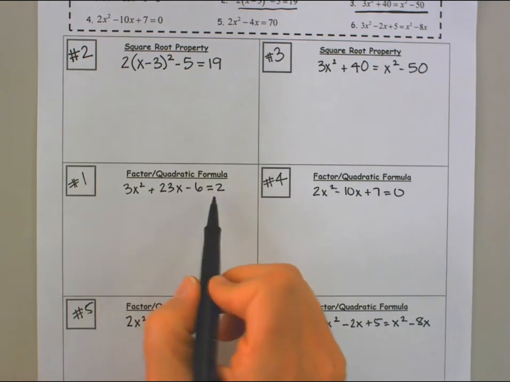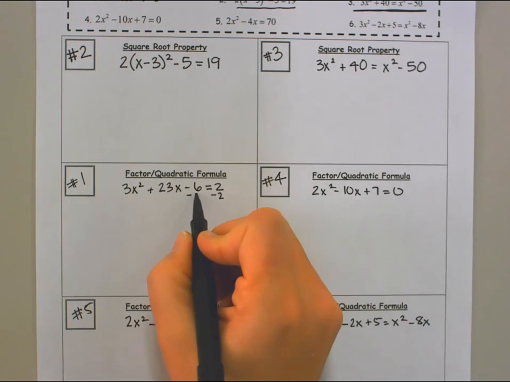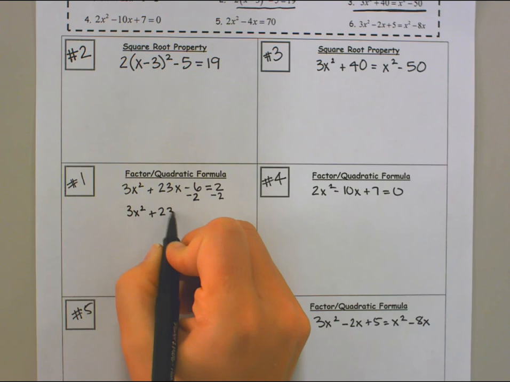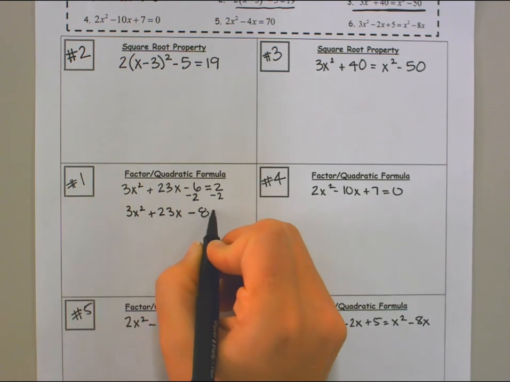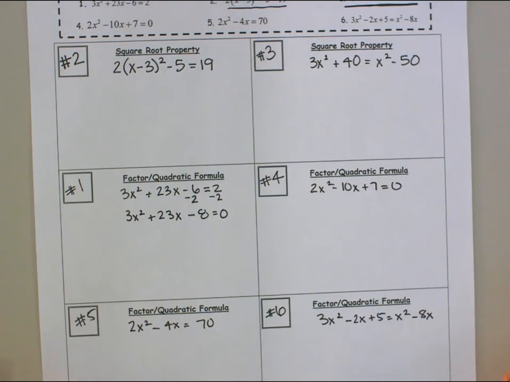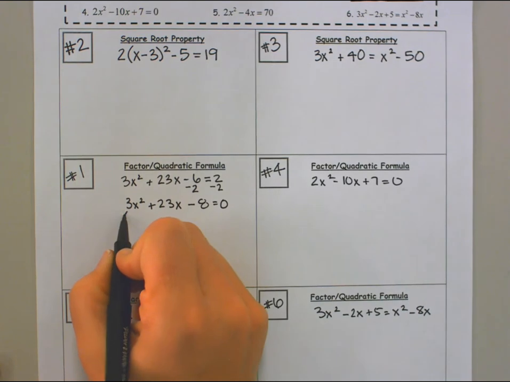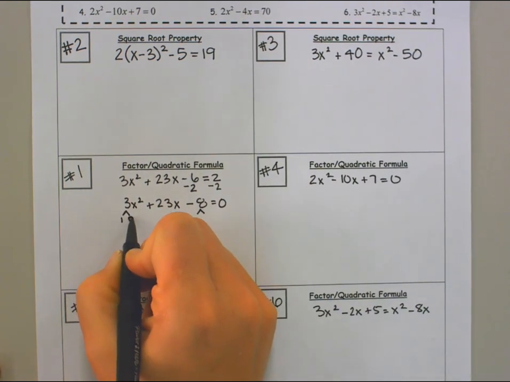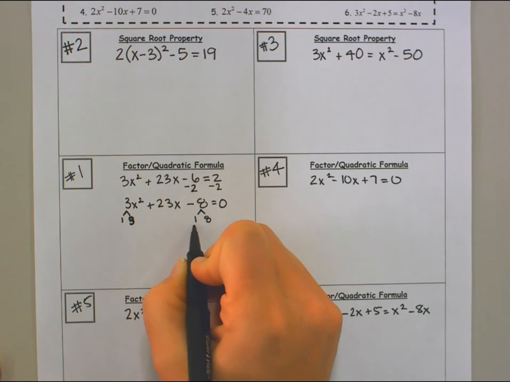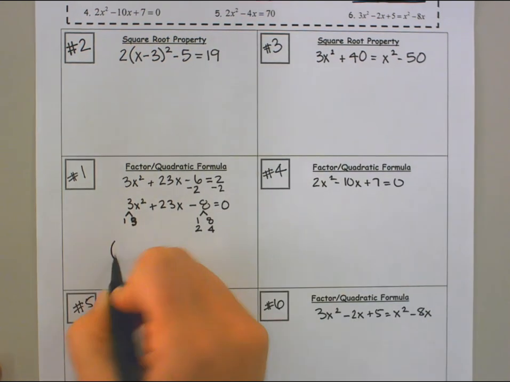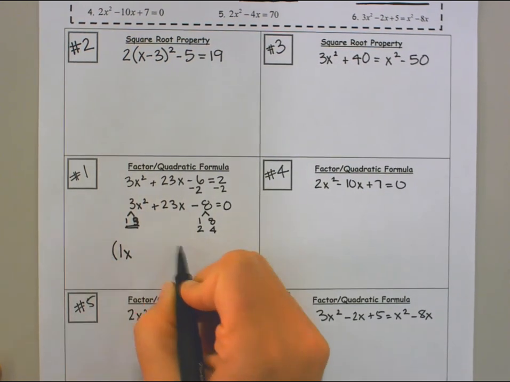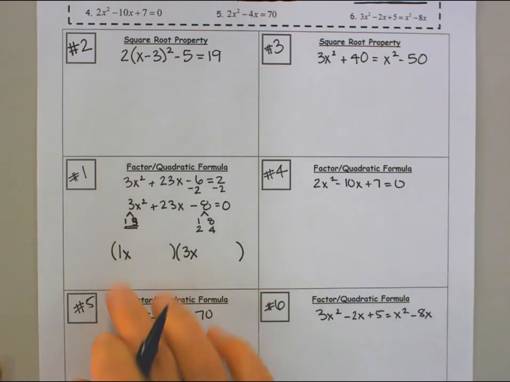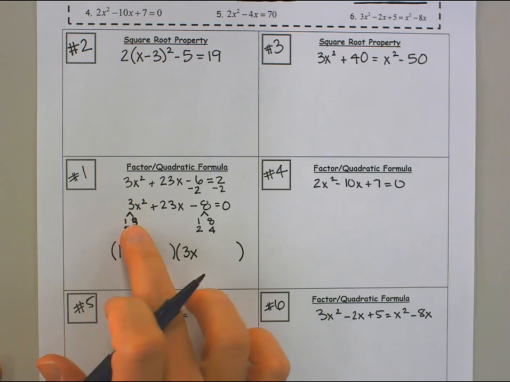So starting with my first one, I'm going to subtract 2 to this side. So I have 3x squared plus 23x minus 8 equals 0. So then to factor, we come up with the factors of the first term and the last term. So this would be 1 times 3. This would be 1 times 8 and 2 times 4. So I know that my factors have to start with a 1x and a 3x, because those are the only factors of 3.